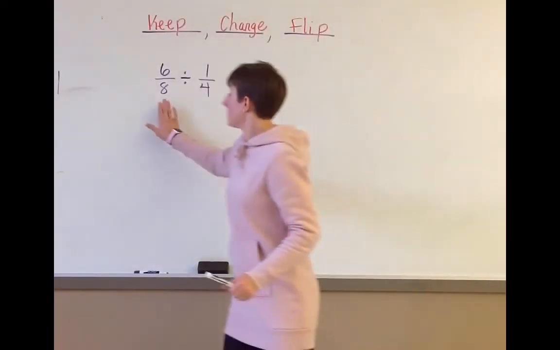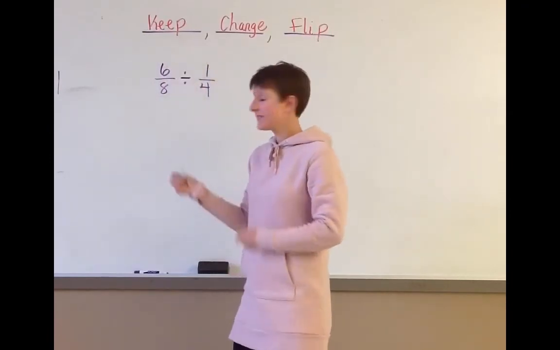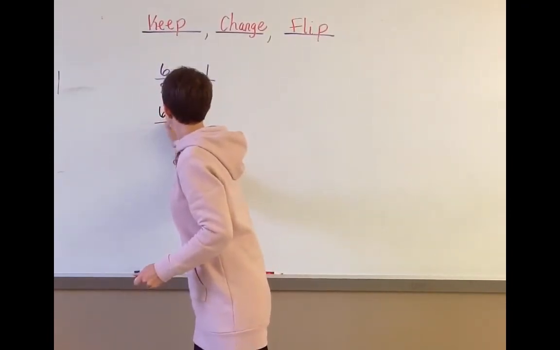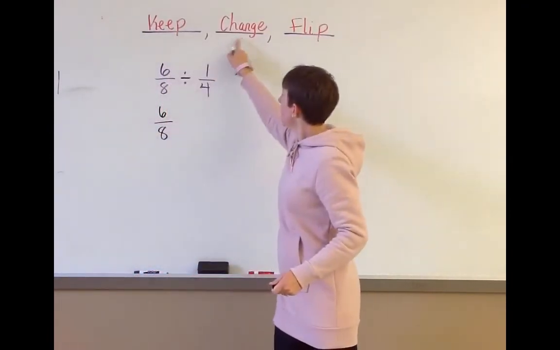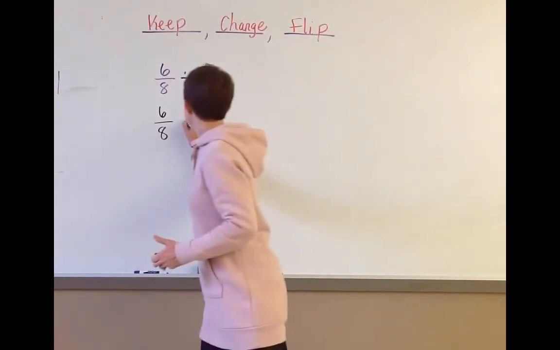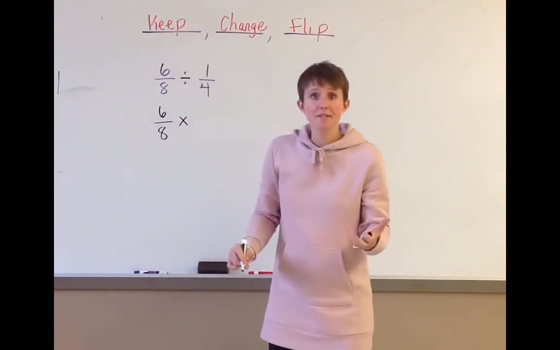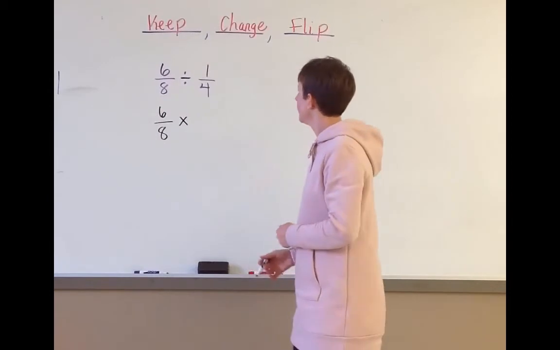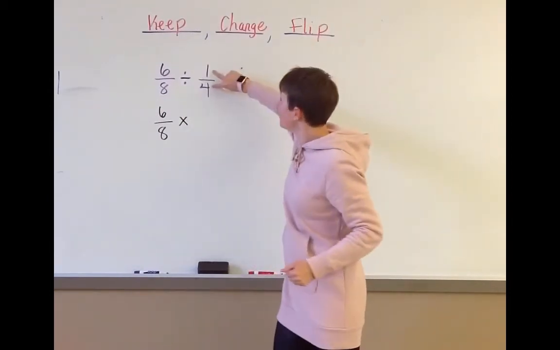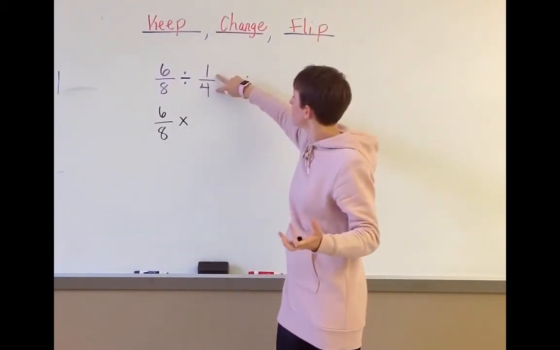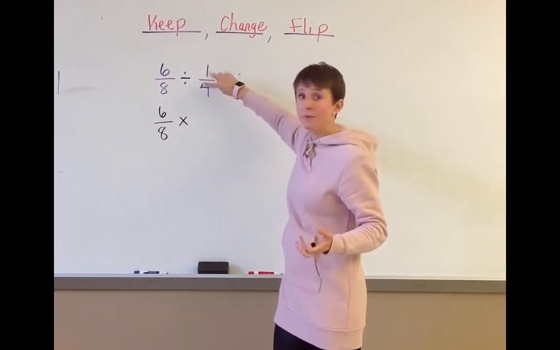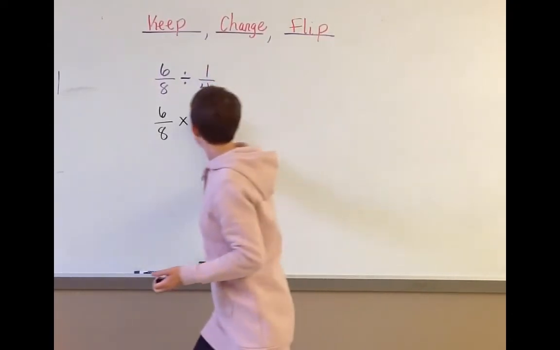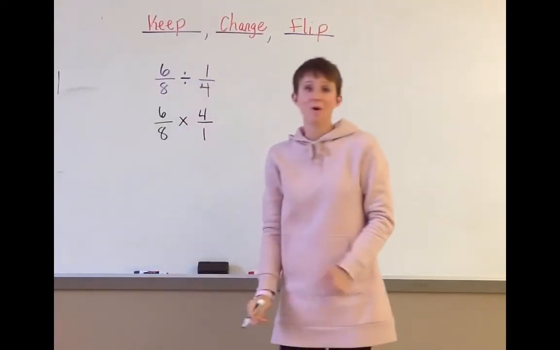All right, we're going to keep 6/8. We're going to change the division to multiplication because the opposite of dividing is multiplying. And we're going to flip. We're going to find the reciprocal of our second fraction. So the reciprocal of 1/4, we learned you just flip it, is 4/1.